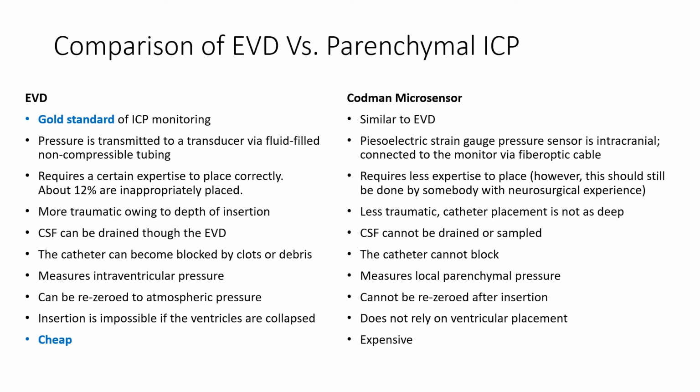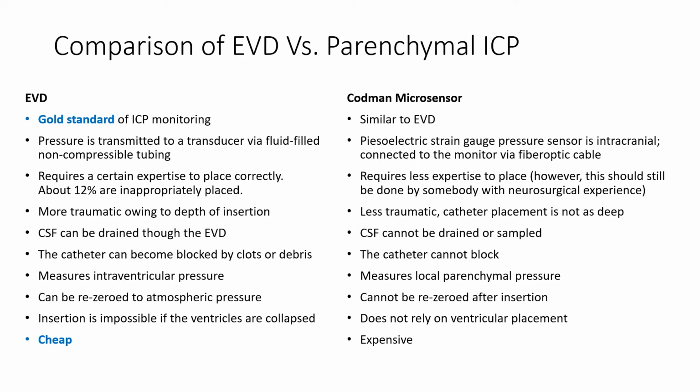So I mentioned earlier external ventricular drainage and parenchymal wire for ICP monitoring. EVD is considered the gold standard, and it is an oxymoron, because the thing which is gold standard is cheap. It is available for as little as 2,500 rupees. It is a fluid-filled transducer connected to non-compressible tubing.